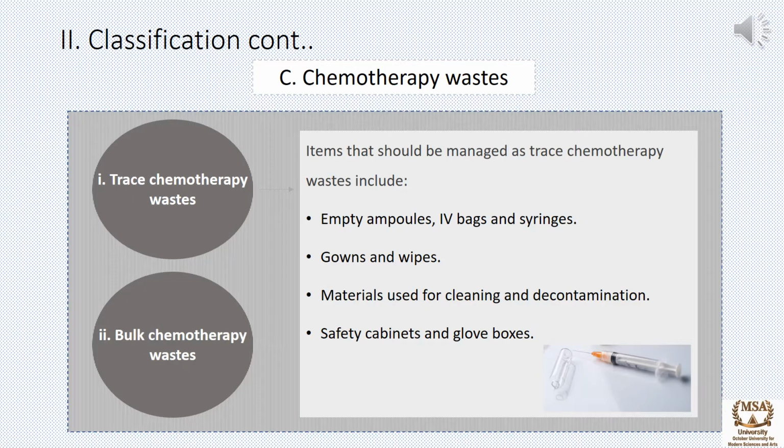The third category is chemotherapy wastes. They are further classified into trace and bulk chemotherapy wastes. There is no specific distinction between the two. However, if there is a potential for chemotherapy contamination, items that should be managed as trace chemotherapy wastes include empty ampoules, IV bags and syringes, gowns and wipes, materials used for cleaning and decontamination, safety cabinets, and glove boxes.